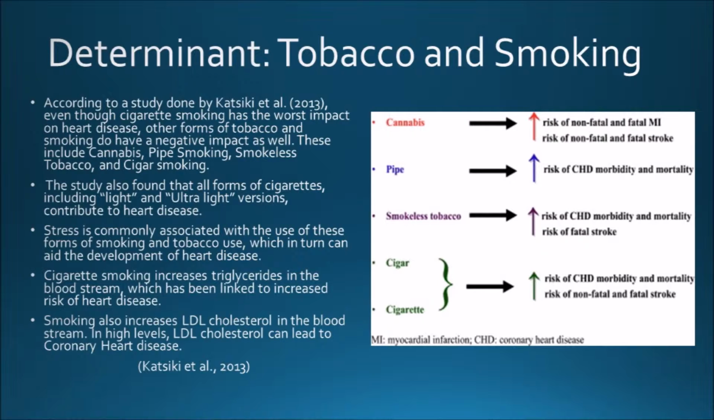Determinant: tobacco and smoking. According to a study done by Katsiki, even though cigarette smoking has the worst impact on heart disease, other forms of tobacco and smoking do have a negative impact as well. These include cannabis, pipe smoking, smokeless tobacco, and cigar smoking. If you need more information on that, please look to the right on that diagram. The study also found that all forms of cigarettes, including light and ultralight versions, contribute to heart disease. Stress is commonly associated with the use of these forms of smoking and tobacco use, which in turn can aid the development of heart disease.